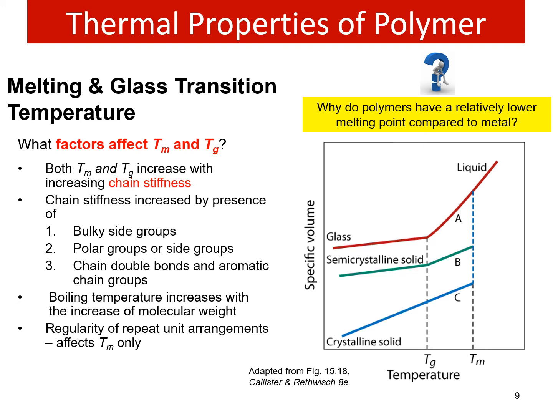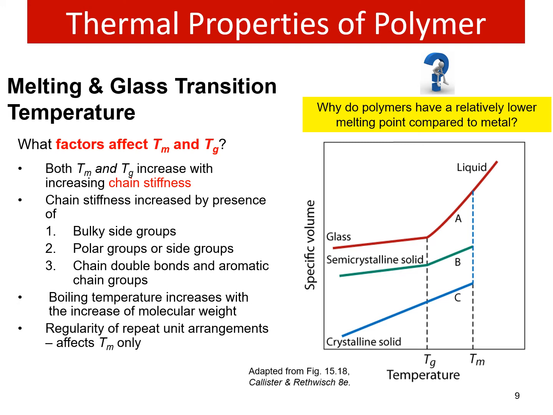For completely crystalline material, they have only the melting temperature. But uniquely, for the semicrystalline polymer materials, which is the majority of the polymers, they have both the Tg, or the glass transition temperature, and the Tm, which is the melting temperature. And for the non-crystalline material, like glass, they only have what we call the glass transition temperature.